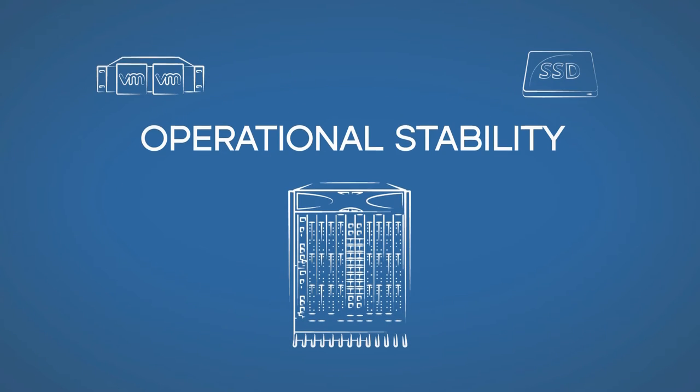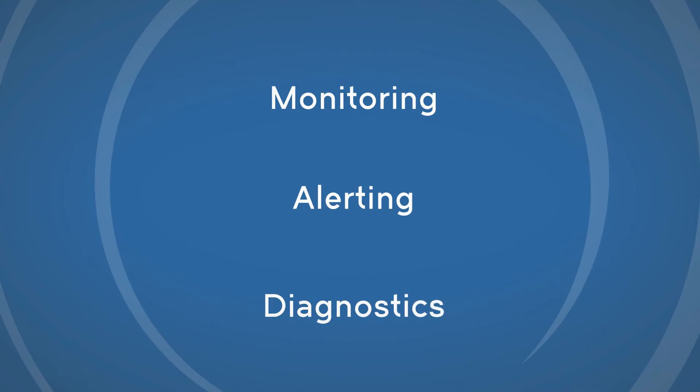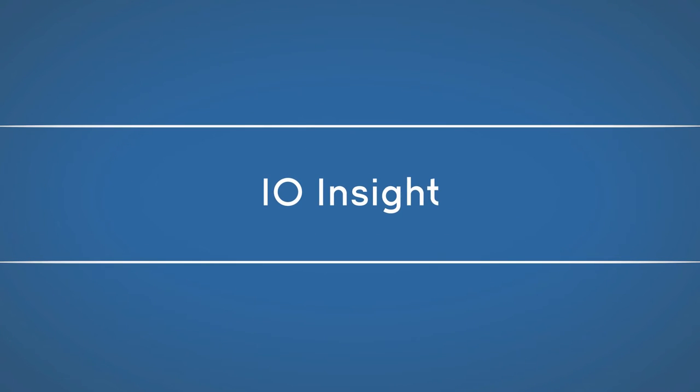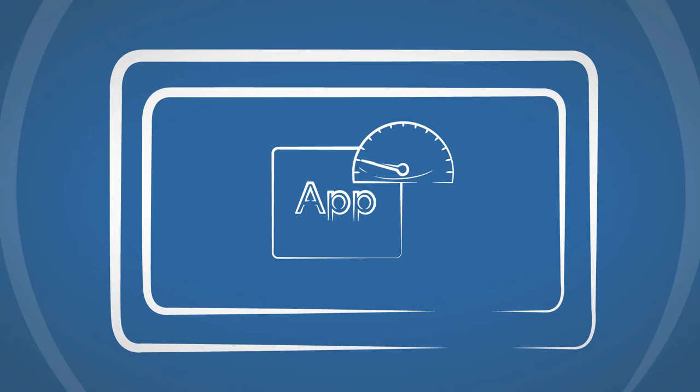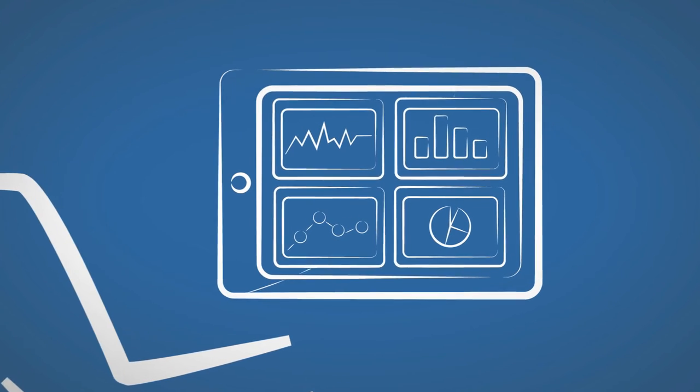The Connectrix DCX6 brings operational stability with Fabric Vision Technologies, advanced monitoring, alerting, and diagnostics. And now with IO Insight, you can see directly into every device port. That means you can instantly identify degraded application performance, head off IO problems before they impact SLAs, and continuously optimize behavior.